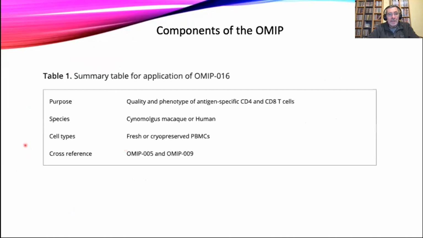But as we've said, they give you an overview of why this panel was developed, because they wanted to look for those antigen specific CD4, CD8 T cells. They wanted to do it in the macaque and in humans, and also in fresh and frozen lymphocytes, because often we might see a difference in the expression level of some of those markers. And it's similar to another couple of OMIPs out there.